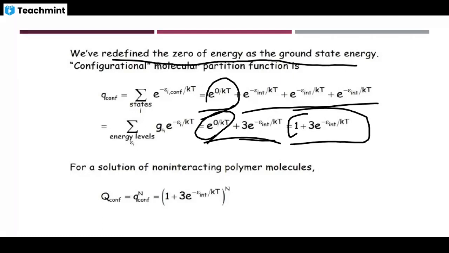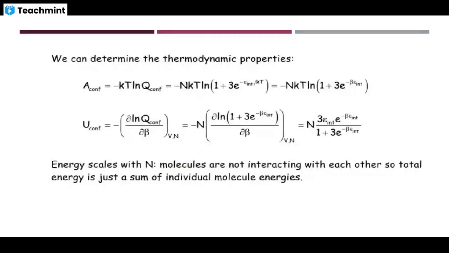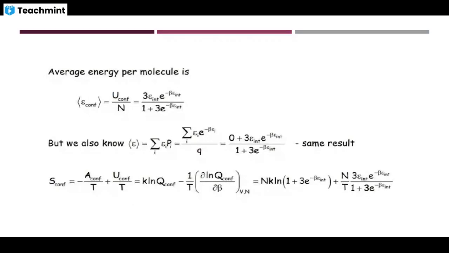For a solution of non-interacting polymer molecules, Q configuration is nothing but q configuration to the power N, where N is the number of molecules. If you know the Q configuration, you can derive A configuration and U configuration. Energy scales with N. The molecules are not interacting with each other, so the total energy is just a sum of individual molecular energies. Average energy per molecule is U configuration divided by N.